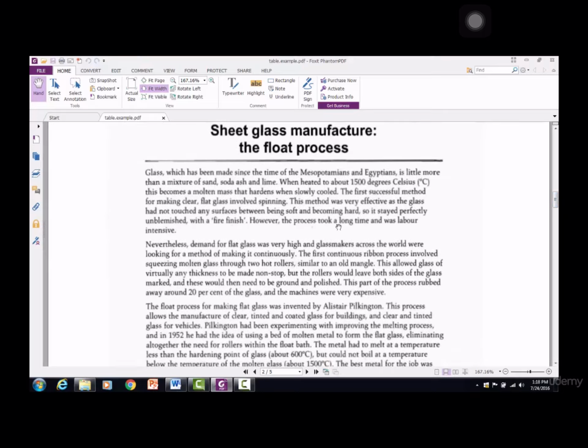All right, so here's our synonym. It says, last sentence, however, the process took a long time. Long time is synonym for slow. Was slow and, there's our and, labor intensive. So the answer for the next one is labor intensive. Right there, labor intensive. I'm in the last sentence, everyone. We see it right there, labor intensive. However, the process took a long time and was labor intensive. That's our answer. And long time is synonym for slow.